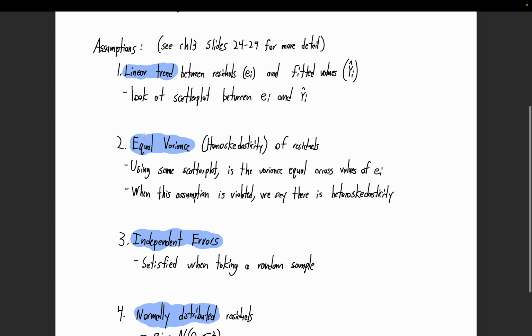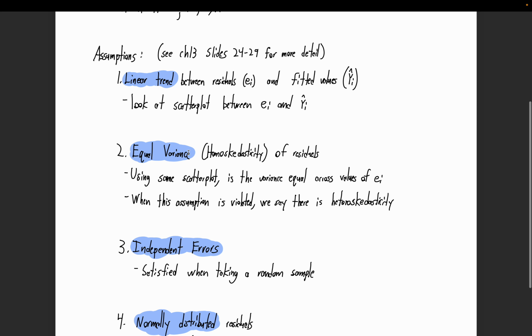We'll also want equal variance of residuals, which, using that same scatter plot, all that means is that the variance is equal or constant across all those values of e_i. If this assumption is violated, we say there is heteroskedasticity. And when we have equal variance, we call that homoskedasticity of residuals.